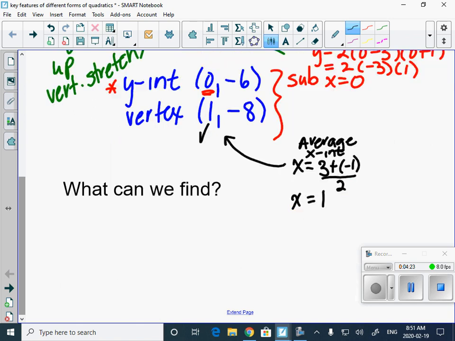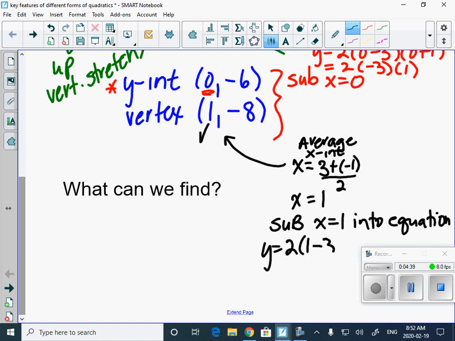How would I go from there to find the matching y value of the vertex? Like we did for the y-intercept, we can substitute x equals 1 into the equation. So for my equation, y equals 2, I'm substituting a 1. I would have 2 times -2 times 2, which is -8. So I can find that piece as well.